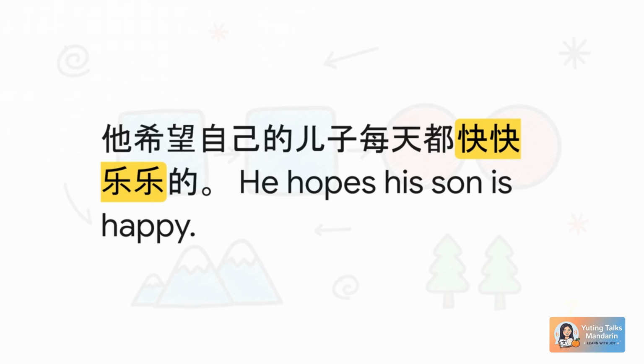Take this sentence. 他希望自己的儿子每天都快快乐乐的. Meaning, he hopes his own son is happy every day. Now, the base word there is 快乐, which means happy or joyful. But a father wishing happiness for his son, that's a deeply emotional, loving thing. Using the standard 快乐 honestly just feels a bit too formal or kind of flat for this situation. For sure. By saying 快快乐乐, it instantly injects warmth into the sentence. It sounds like a gentle, loving wish.